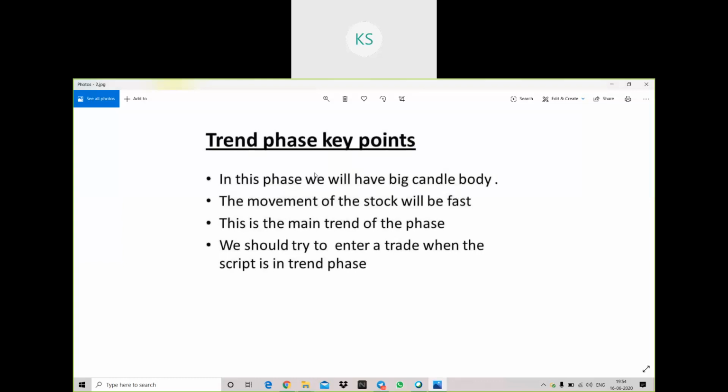Okay, we'll start with the trend phase now. So how to identify a trend phase? In the trend phase, you'll see big candles. Okay, I'll show you with an example also, but these are a few points, just keep them in your mind, and when we go to the examples, I'll repeat these points so that you'll understand better. So in the trend phase, you'll get big candle bodies. Big candles will be there, and the stock movement will be very speedy. The momentum with which the price will move will be very steep. That is, the movement will be very fast.